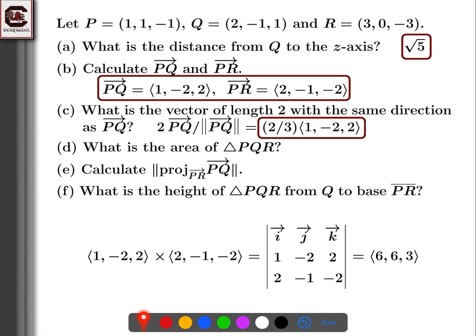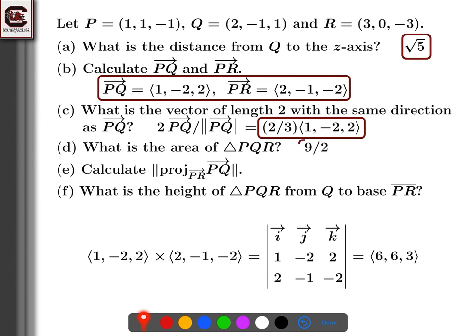So that's 36 plus 36 plus 9. 72 plus 9, or 81. We want the square root of that. That's 9, square root of 81. So 9 is the area of the parallelogram. The area of the triangle will be 1/2 that. So the area of the triangle is 9/2.